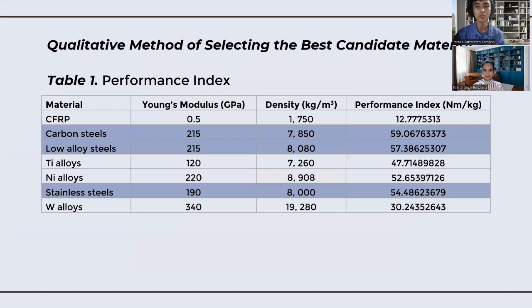To further narrow the materials into four, their performance index are compared. So the table shown in the slide shows their performance index. The performance index is calculated using the equation P equals the Young modulus to the power of 1/2 over the density. So shown in the table, we can see that carbon steels, low alloy steels, and stainless steels actually have one of the highest performance index.